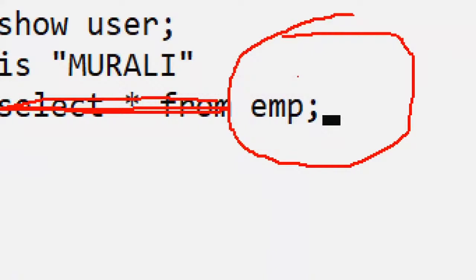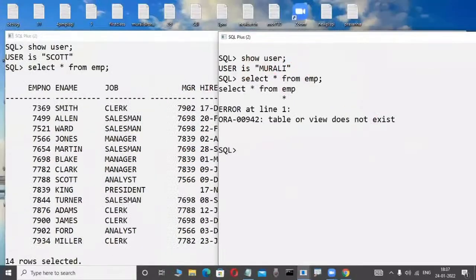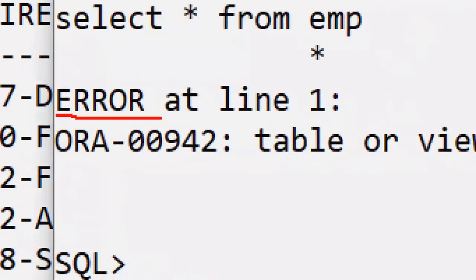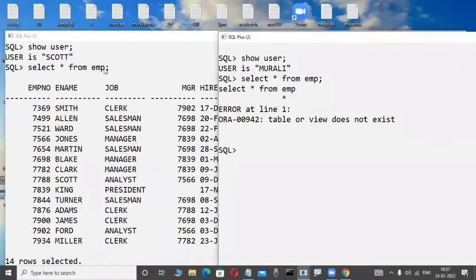Now in the Murali user, is the Scott user's table visible or not visible? Is the Murali user allowed to access the Scott user's table? Possible, or maybe not possible? Logically, observe here, possible or not possible? Very good, one fellow is telling the correct answer. Not possible, because this EMP table is another employee's table. That's why this is not possible. Observe here, I am pressing the enter key and it gives an error: table or view does not exist. View means later, don't worry. It does not exist. The Murali user is unable to access the Scott user's table in this example.